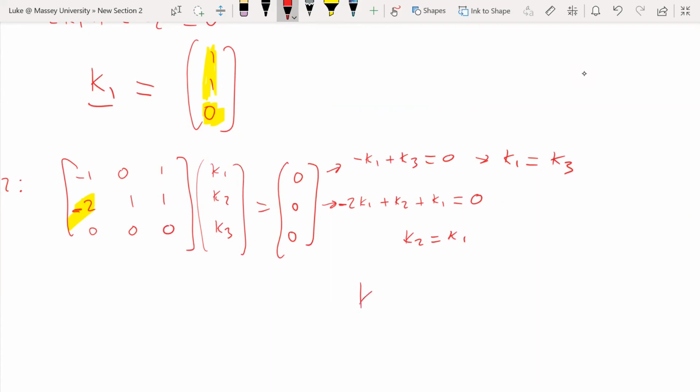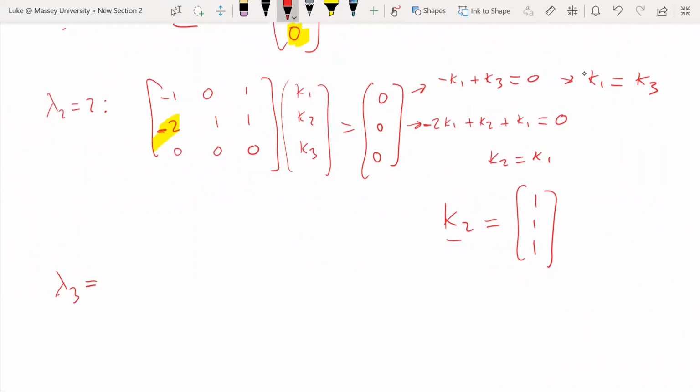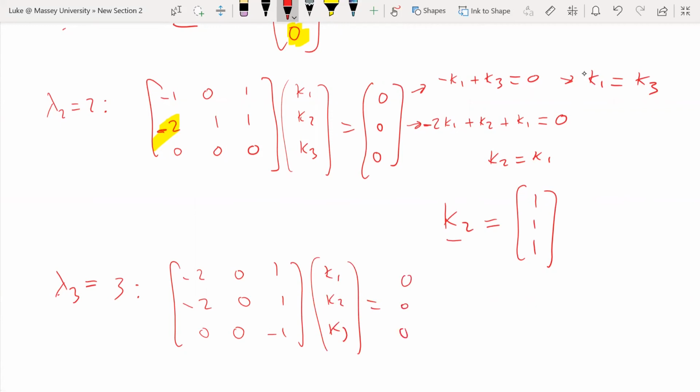So we can write down the second eigenvector as 1, 1, 1, because k1 equals k2 and k3 equals k1 as well. Okay, so then lambda 3, which was 3, again, we'll just write down the matrix here. So we take away 3 from the diagonals now. So we get -2, 0, 1, -2, 0, 1, 0, 0, -1 times k1, k2, k3 equals the 0 vector.